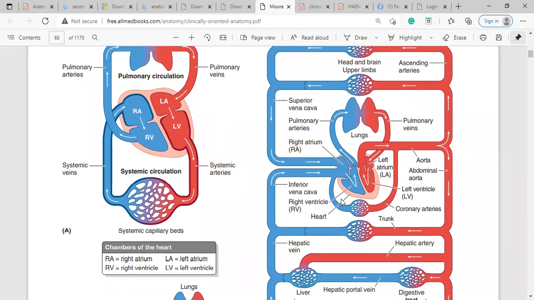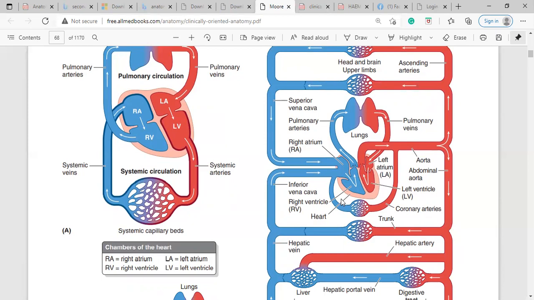Now, the largest artery, when it leaves the heart, it splits into the ascending aorta going to the upper part, and then we'll have the abdominal aorta coming to the lower part. The ascending aorta now divides to form the ascending arteries. The ones that go to the brain and the head are called the carotid arteries. The ones that go to the upper limb are called the brachial arteries.